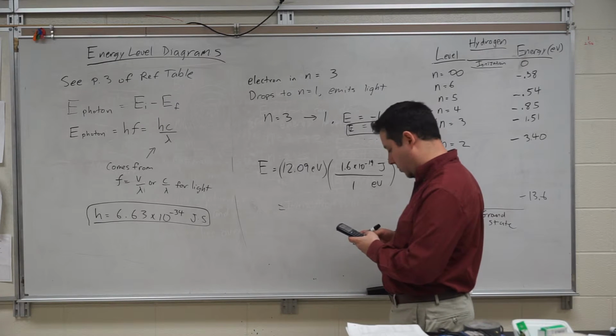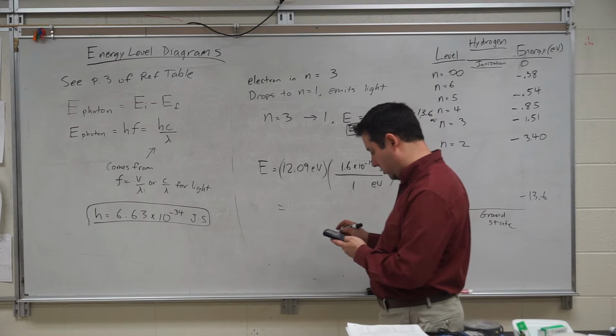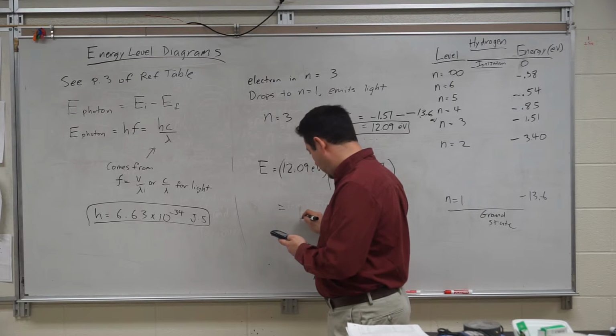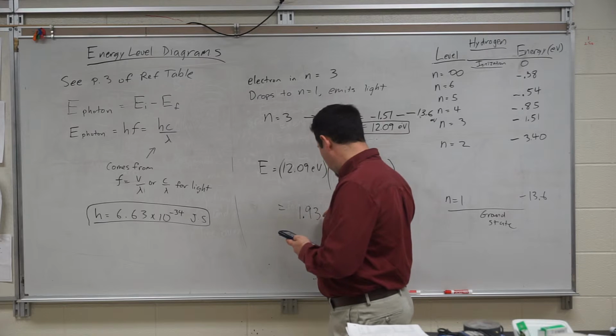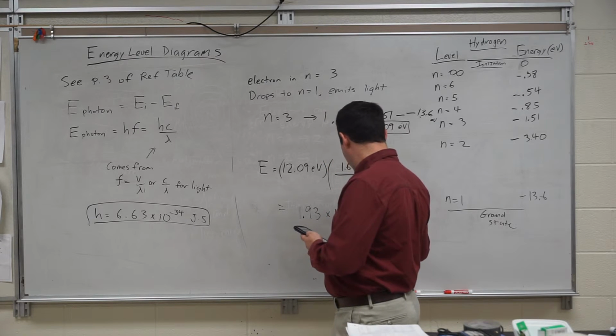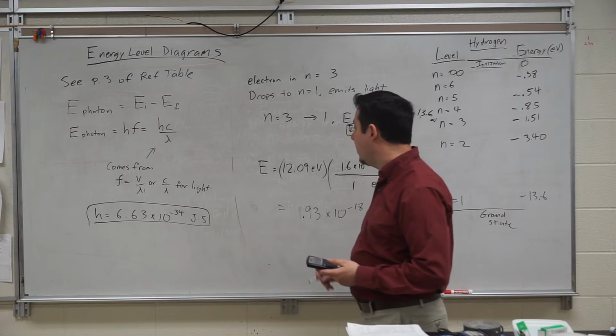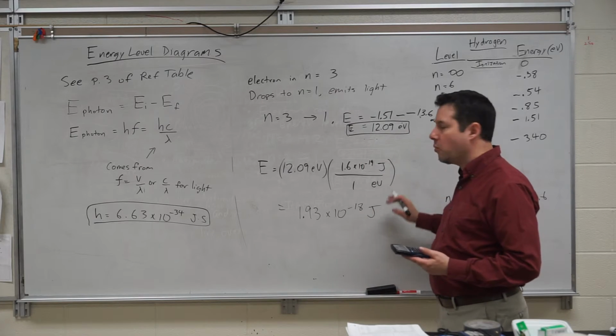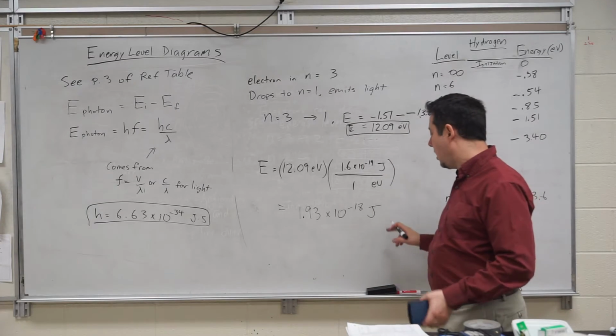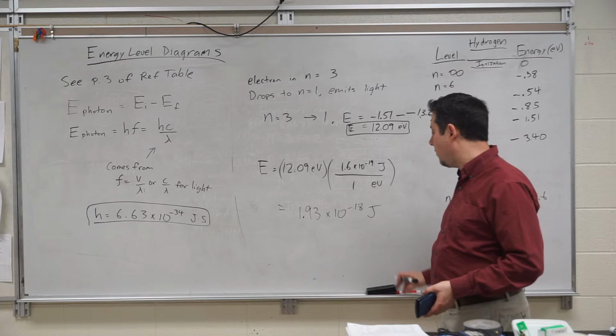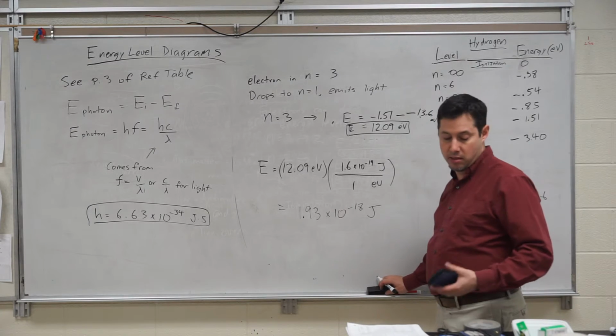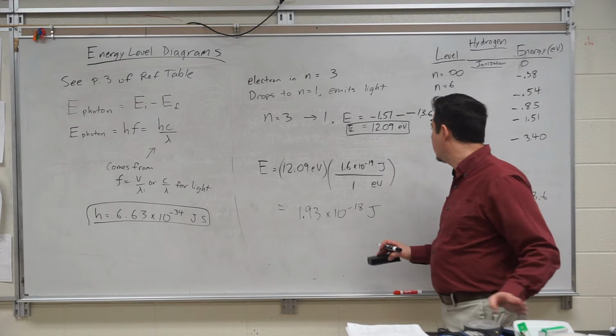And obviously it's going to be a very small number. 1.93 times 10 to the negative 18th joules. Very small, which is one of the reasons why we work in electron volts sometimes, because you're dealing with such small values of J. Now let's say you want to find a frequency this corresponds to.